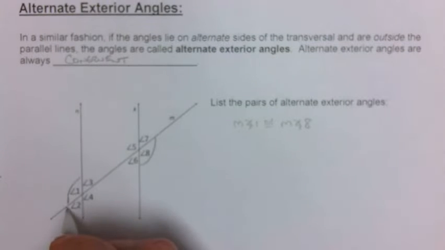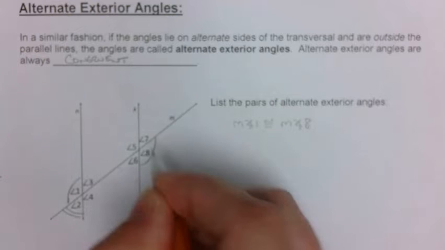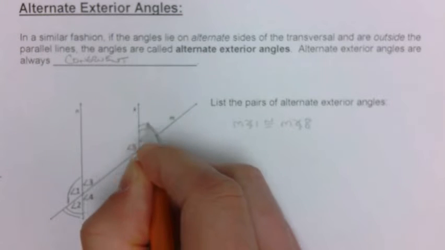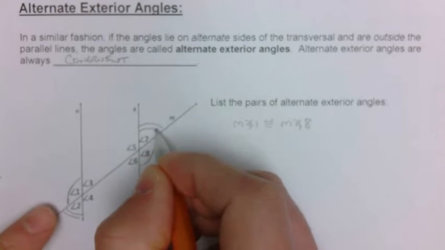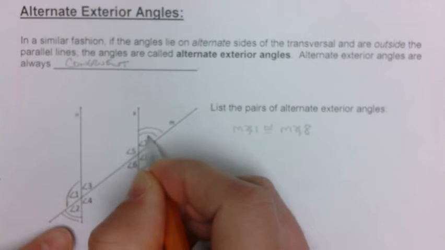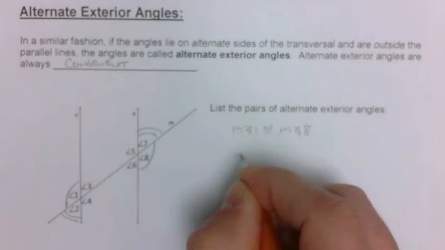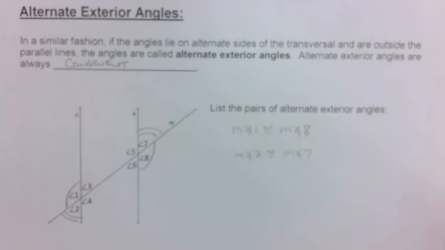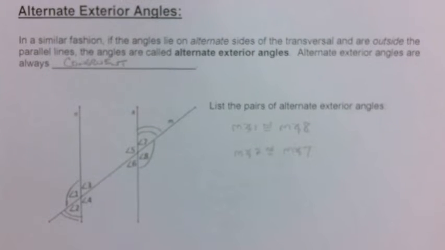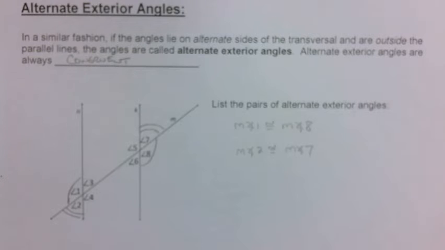And then the measure of angle 2 is going to be congruent to the measure of angle 7. They are also alternate exterior angles. They're on the outside of the parallel lines on different sides of the transversal. The measure of angle 2 is congruent to the measure of angle 7. So there are also two pairs of alternate exterior angles formed when a transversal intersects two parallel lines.